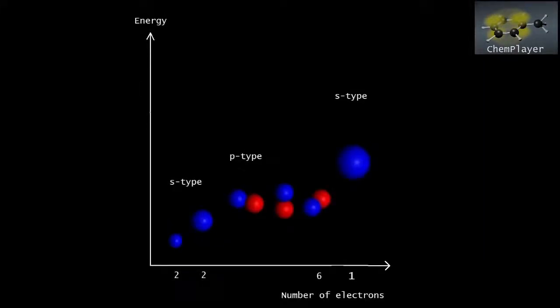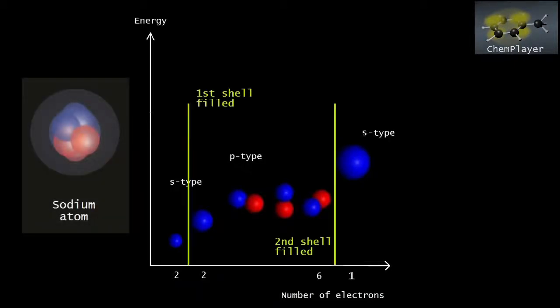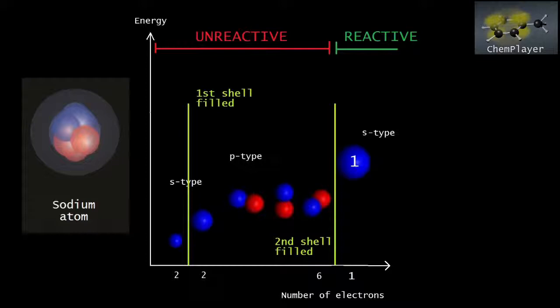Let's look at sodium on our energy diagram that we drew before. Now remember where the shells are. Sodium has got a first shell filled with 2 electrons, a second shell filled with another 8 electrons making 10 in total, and then 1 electron sitting in the s orbital. Like we said before, the filled shells don't contribute much to the chemical properties. It's all down to that single electron sitting in the outermost s orbital.